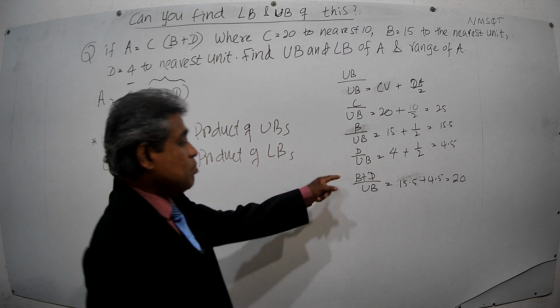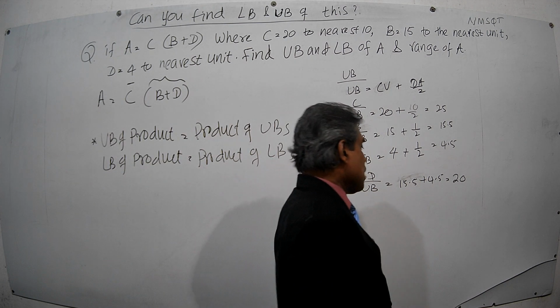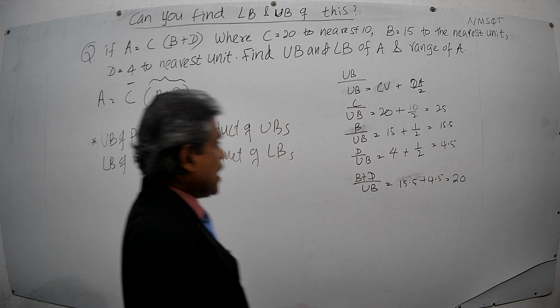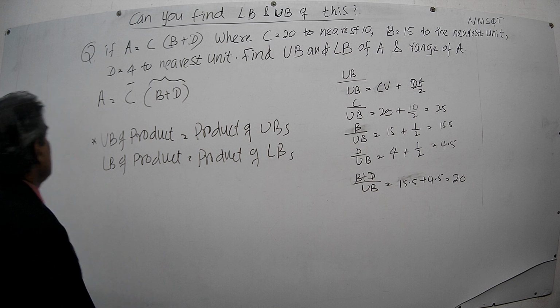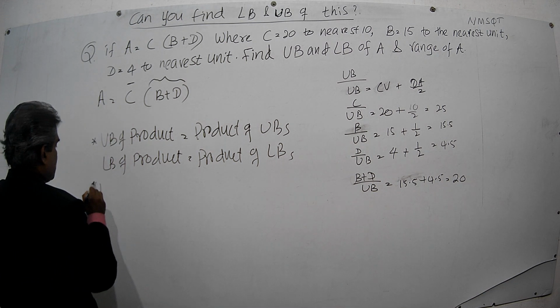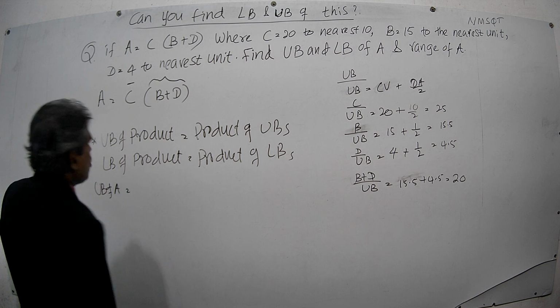The upper bound of the sum of two numbers is equal to the sum of the upper bounds of the two numbers. This is the upper bound of B, this is the upper bound of D. Then you get the upper bound of B plus D. Right. Now we can find the upper bound of A here.